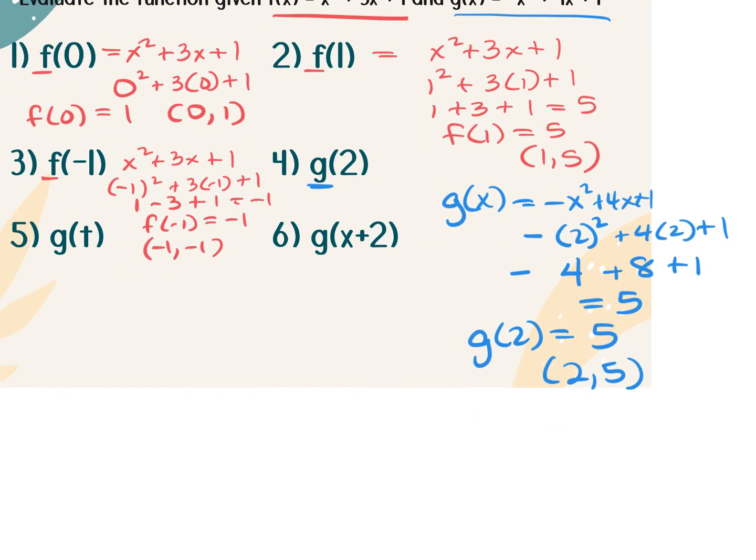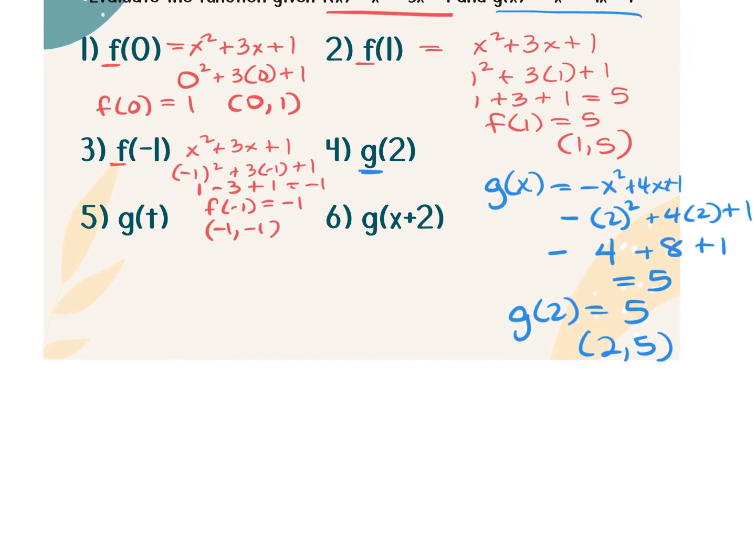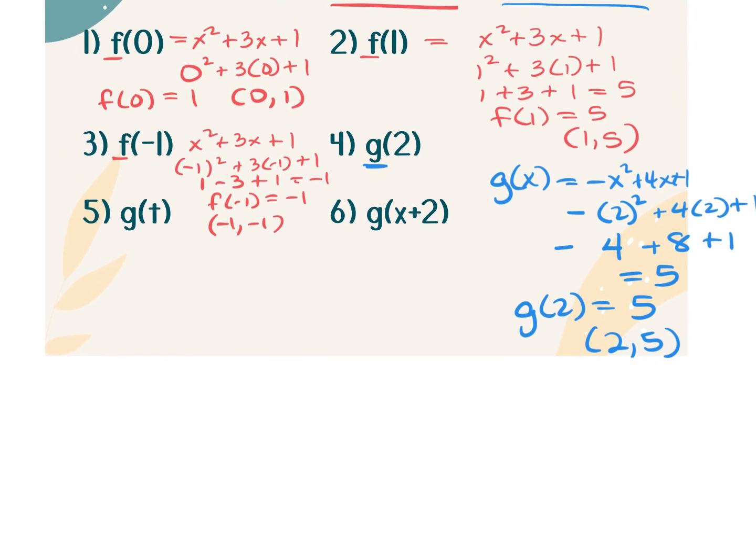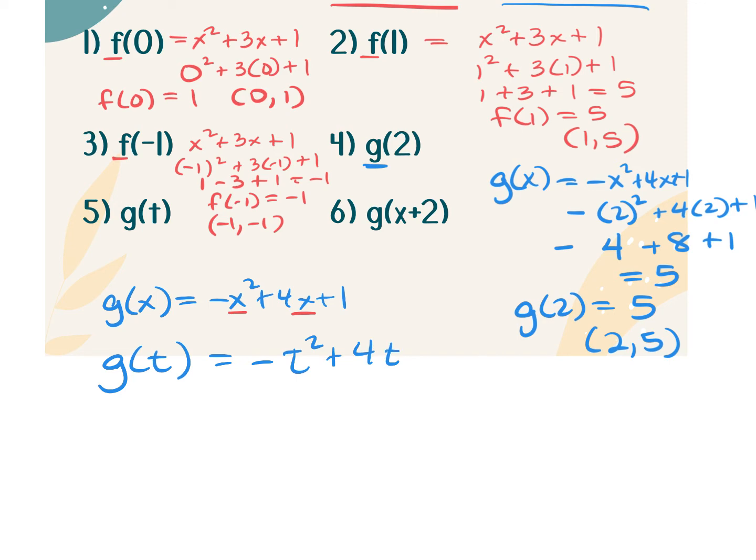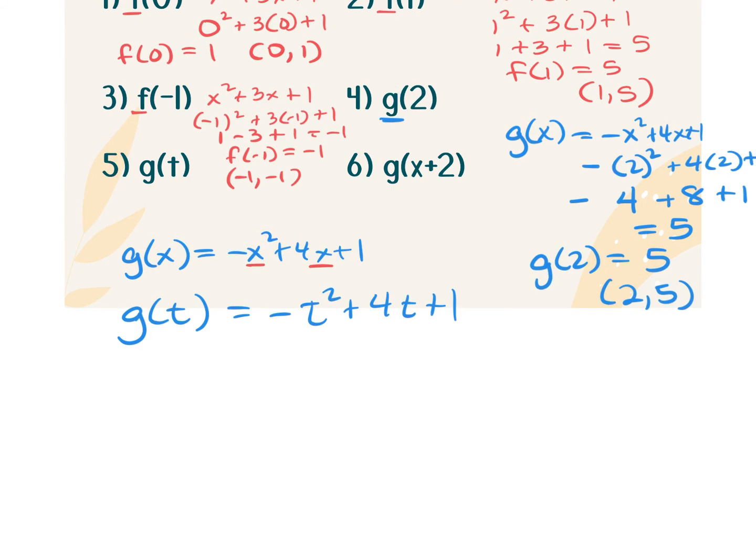For number 5, they're asking me to plug in a variable. So same thing, I'm just going to rewrite the function, but instead of putting x there, I'm going to put the t. So again, the original is negative x squared plus 4x plus 1. But now they want me to do g of t. So every place that I have x, I'm just going to now put in the letter t. So negative t squared plus 4t plus 1, and I'm done. If it asks you to write it as an ordered pair, it would be t, comma, and then negative t squared plus 4t plus 1.